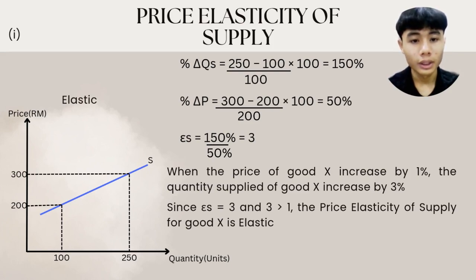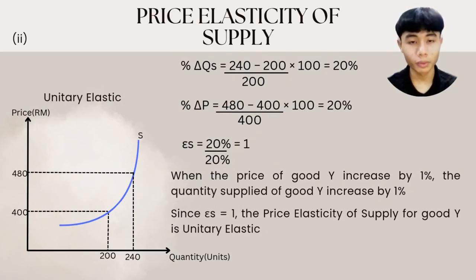This is shown in how the percentage change in price leads to a bigger percentage change in quantity supplied for good X. Moving on to the second question, when the price of good Y increases from RM400 to RM480, the quantity supplied increases from 200 units to 240 units.